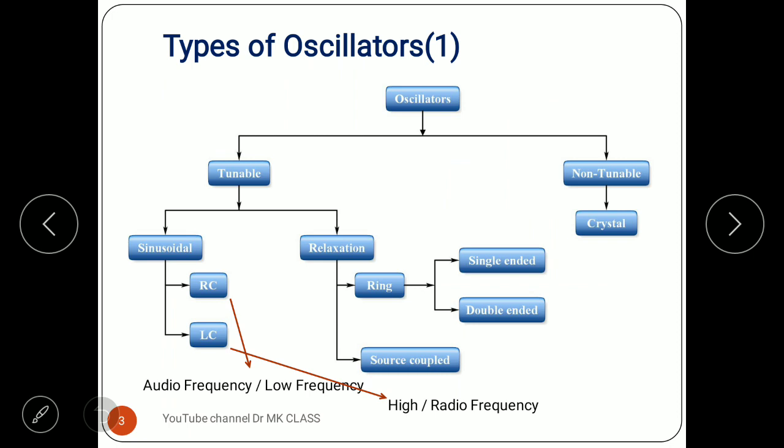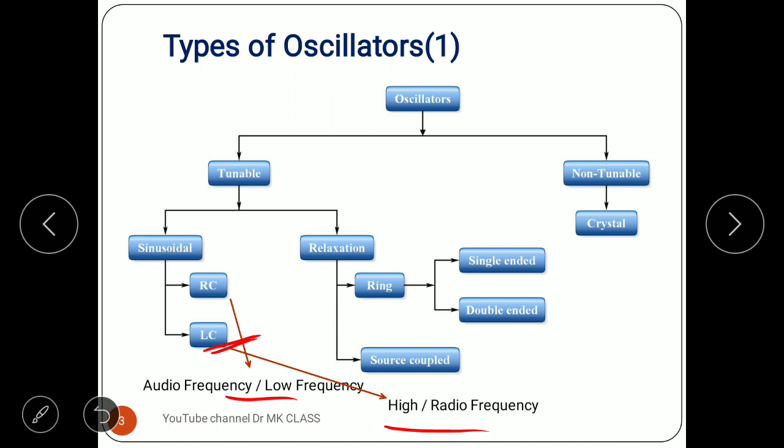An RC oscillator uses resistance and capacitance, whereas an LC oscillator uses inductance and capacitance. RC oscillators are used for the audio frequency range, to generate low frequency signals, whereas LC oscillators are used for high frequency or radio frequency generation. In RC, resistance is in kilo ohms and capacitance is in microfarads. The product usually comes as a low value, that's why it is a low frequency.